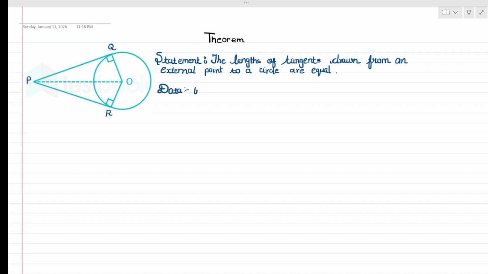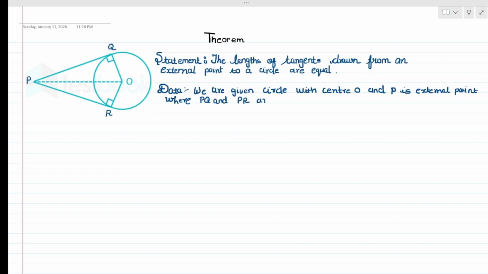So write that we are given a circle with center O, and P is the external point, where PQ and PR are the tangents.